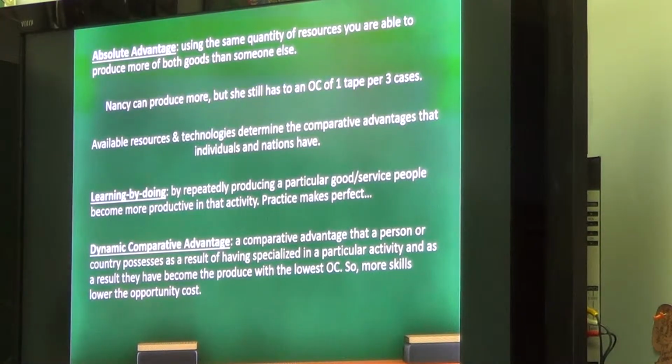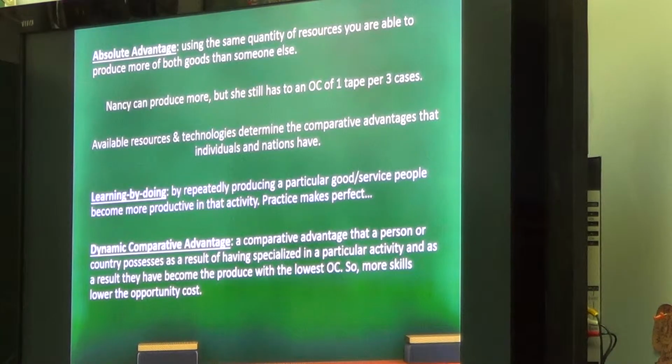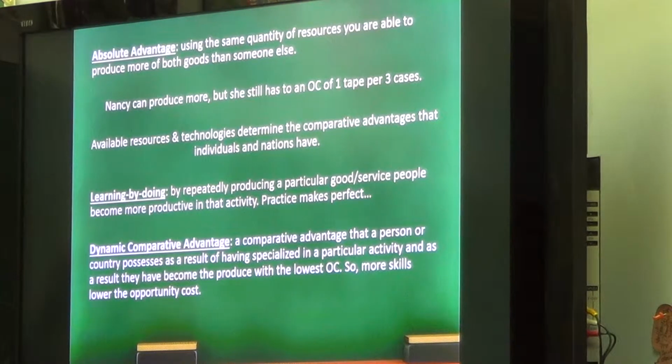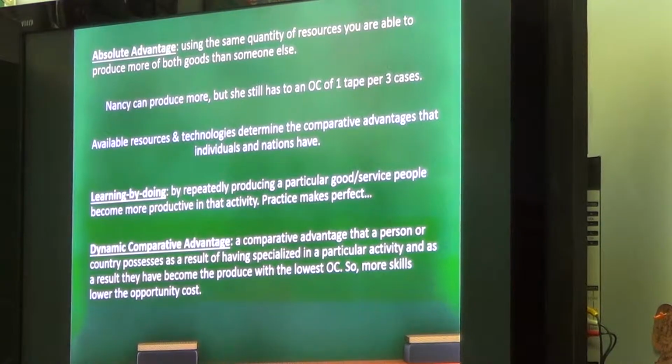And then available resources and technology determine the comparative advantages that individuals and nations have. So if you're not spending a lot of your resources on new technologies and better ways to produce things, you're going to be kind of behind the times. But if you're making fewer consumption goods now to make machines or other tools to help you produce more in the future, that possibility frontier is going to expand because you're now more productive.